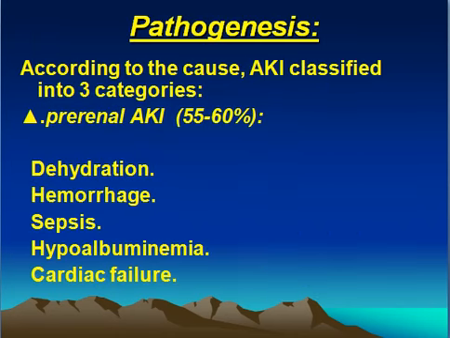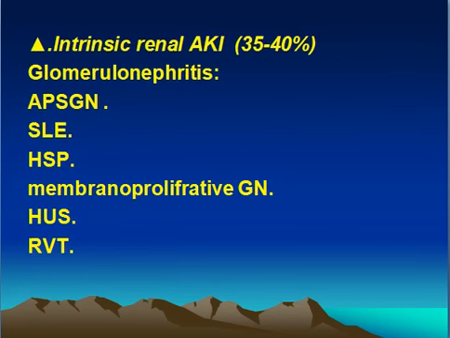Pathogenesis. According to the cause, acute kidney injury is classified into 3 categories. First, pre-renal acute kidney injury, in about 55 to 60%, and the causes include dehydration, hemorrhage, sepsis, hypoalbuminemia as in case of nephrotic syndrome, and cardiac failure. Second, intrinsic renal acute kidney injury, in about 35 to 40%.